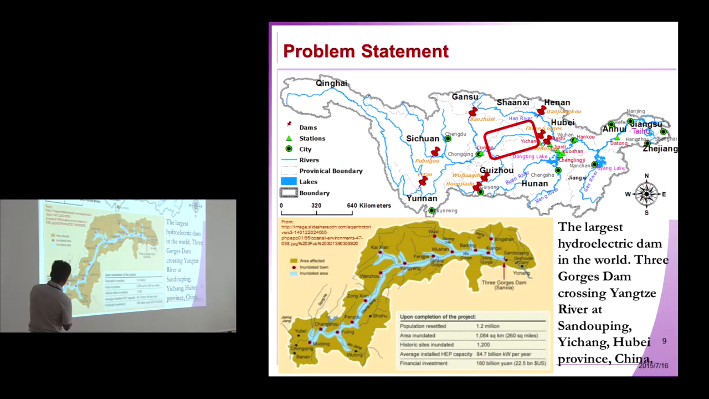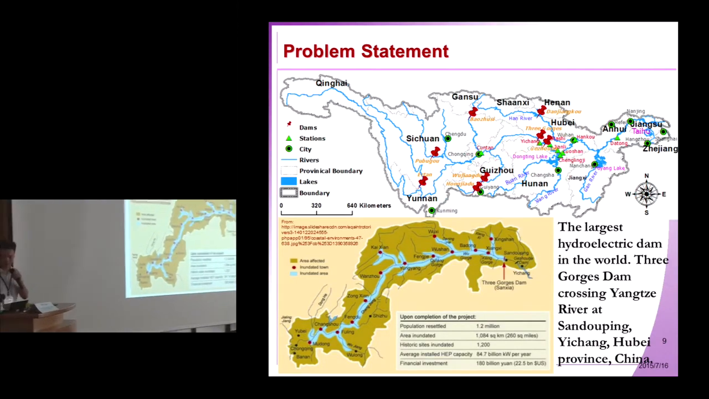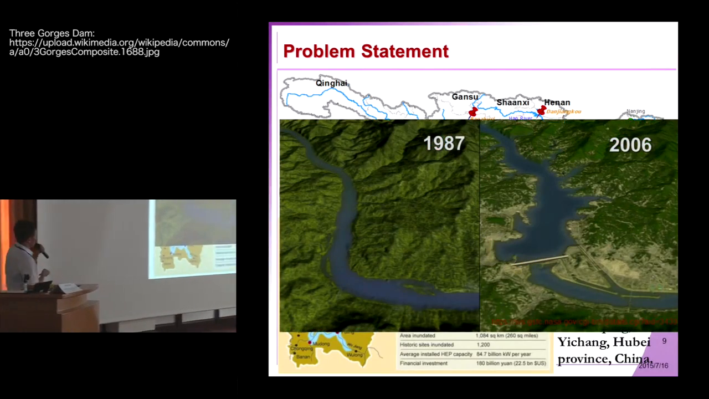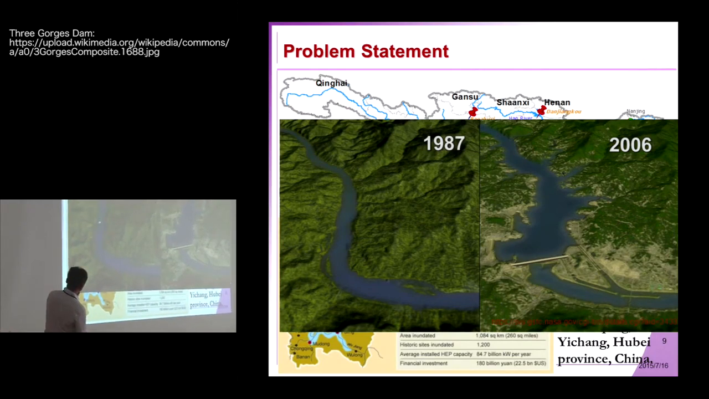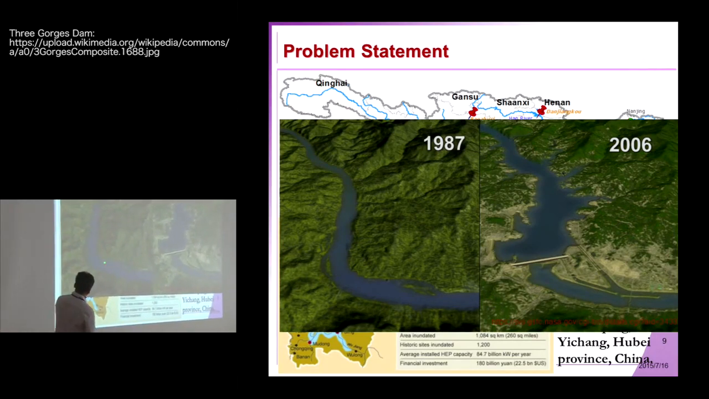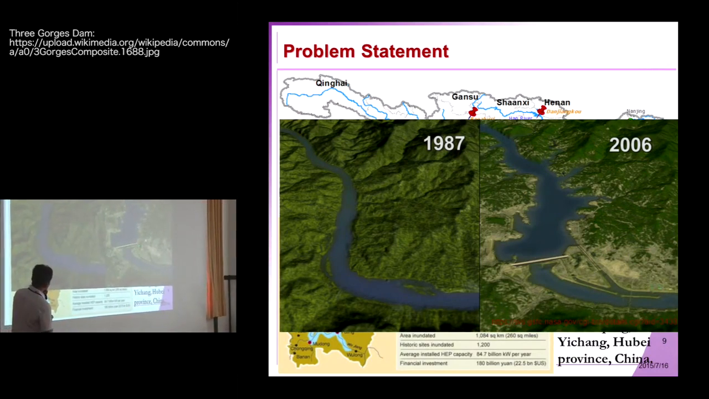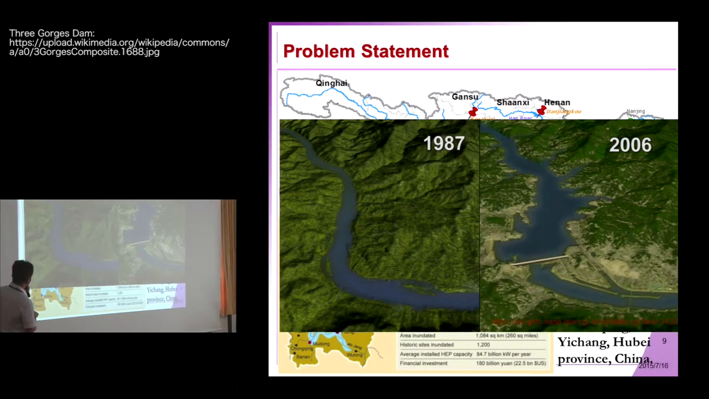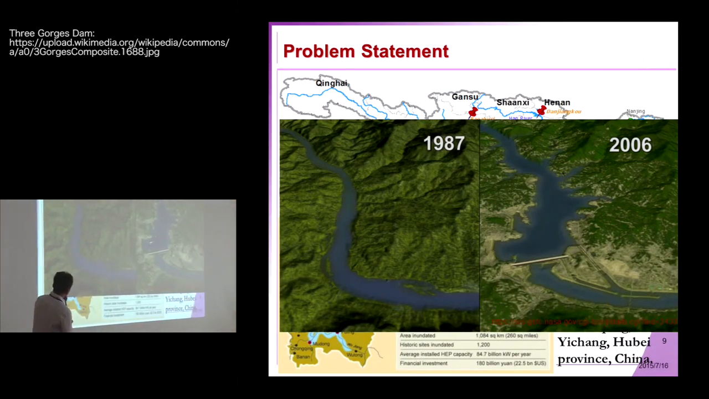Some places near the main stream will be affected. Also, we can see the changes of the China area. The Three Gorges Dam was completed in 2006. As we can see, there is a big difference from here to here.